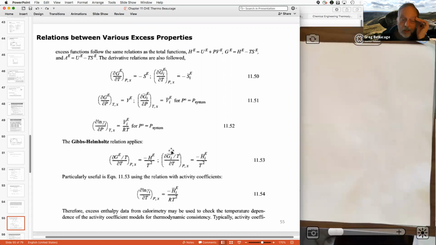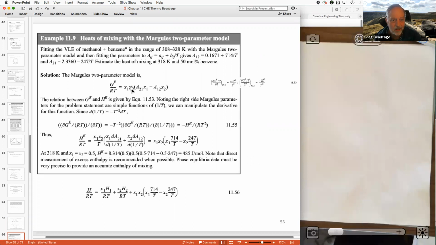Right. So then the heat is mostly for when you're mixing things like salt and sulfuric acid. So these things are important to know. So if you know the equation of state, say from your vapor liquid equilibria, you can back out a number for this. Right. And he goes through an example of getting that. This is a Margules two-parameter model for methanol and benzene. What's the heat of mixing? And then basically it's just plugging into these equations and you get that.